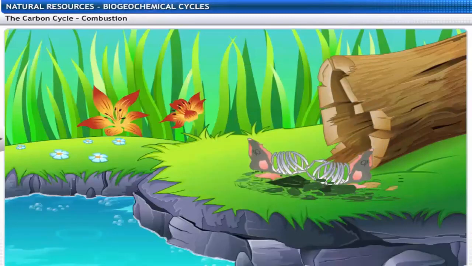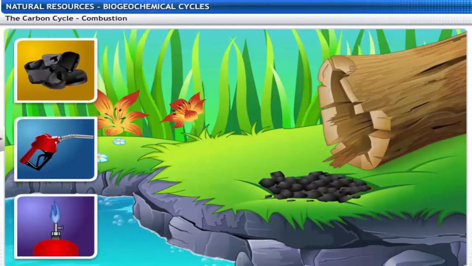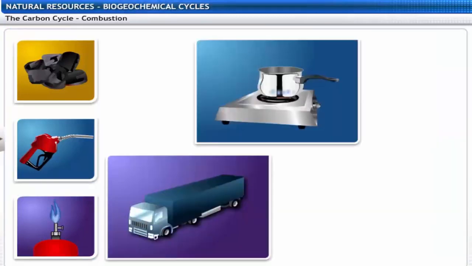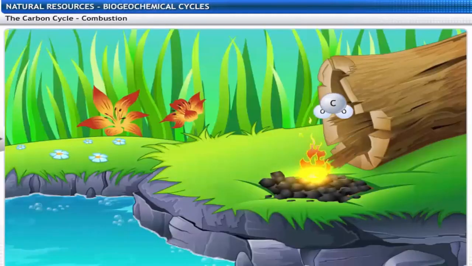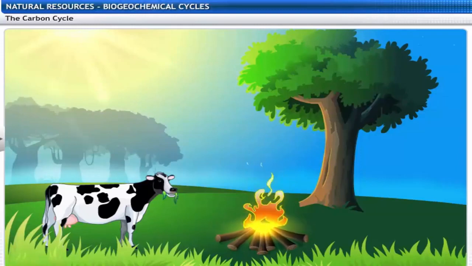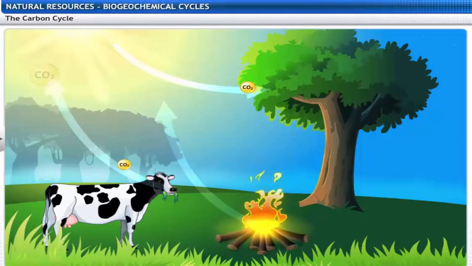Dead plant and animal remains in the soil are converted into coal, petroleum, and natural gas, better known as fossil fuels. These fuels are used for cooking, transportation, and industrial processes. On burning these fuels, carbon dioxide is released into the atmosphere. That is how the biological and the geological worlds come together to maintain the carbon balance in the biosphere.